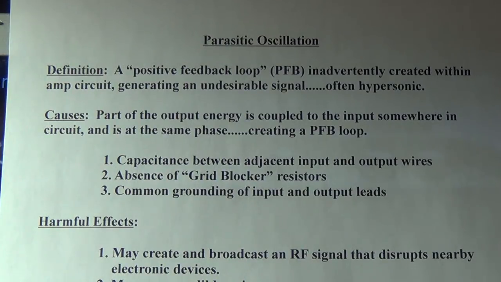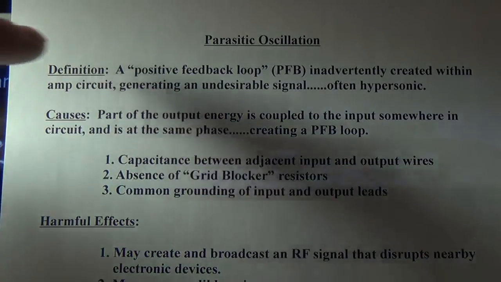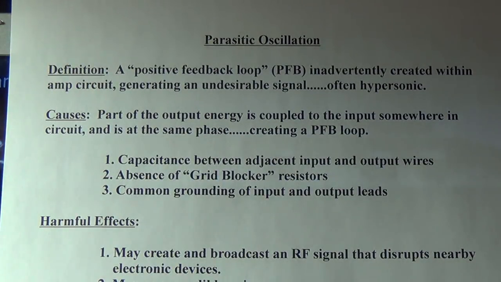I think this would be an excellent opportunity to discuss the topic of parasitic oscillation. It's something I'd heard of, probably a lot of you have heard of, but I didn't fully understand. So let's go briefly through this outline and discuss the different elements of it. The definition: it's a positive feedback loop inadvertently created within an amp circuit, generating an undesirable signal.